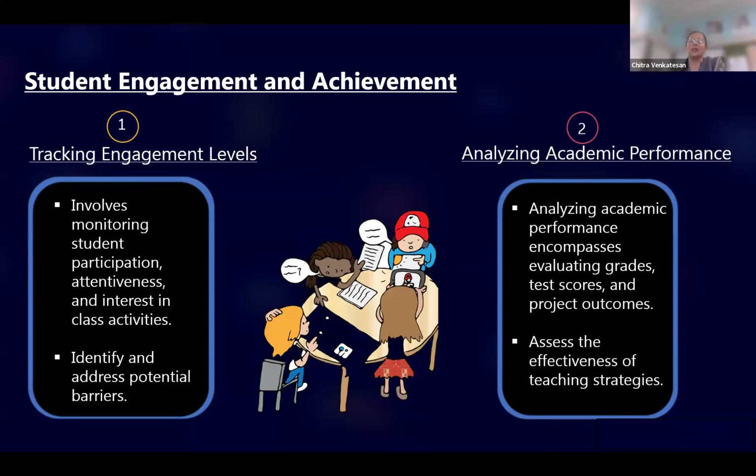Then after that, we also have to analyze their academic performance. When the academic performance is analyzed, what does it say? It comes with the grades, the test scores, and also the projects they submitted and the outcomes of the projects. Assessing this will help us assess the effectiveness of the teaching methodologies, the teaching practices, or the delivery in the classroom, so that the teaching becomes better, the implementation becomes better, the delivery of the content becomes better, and the understanding of the student becomes deeper.